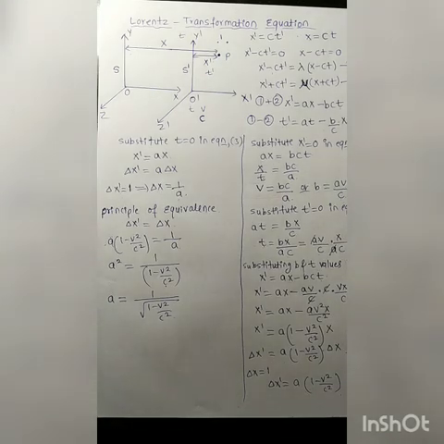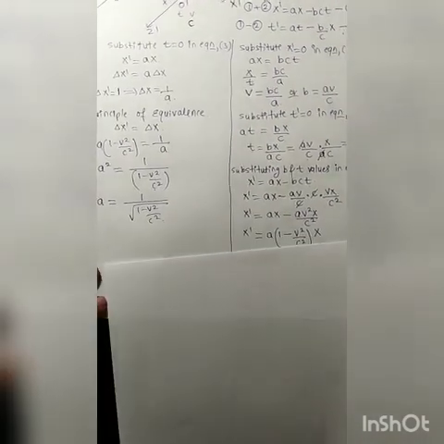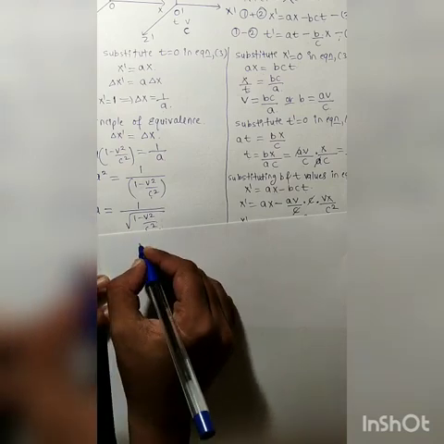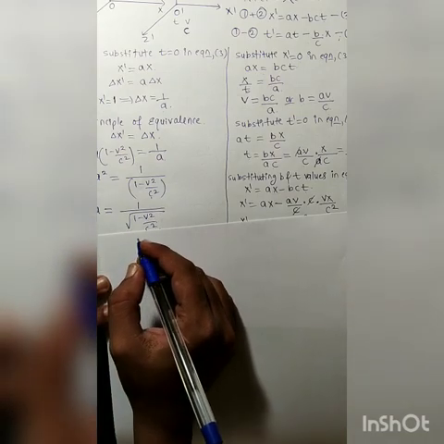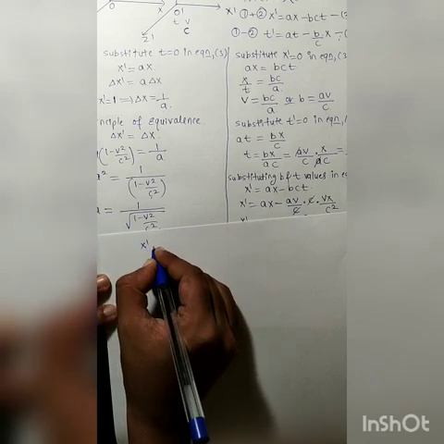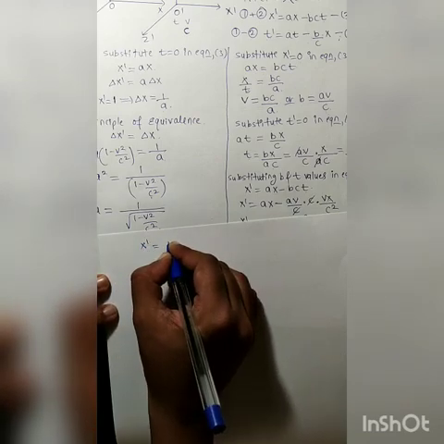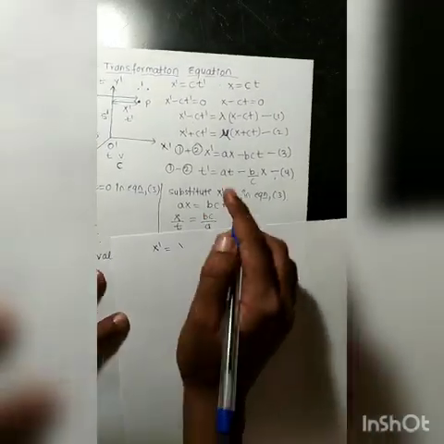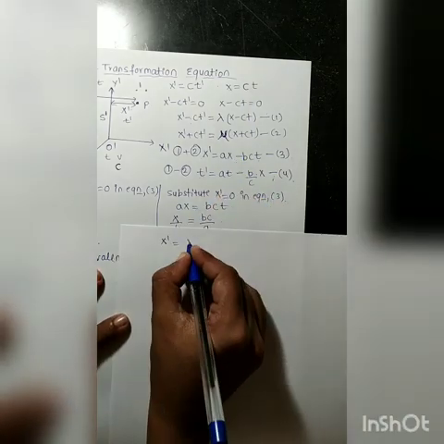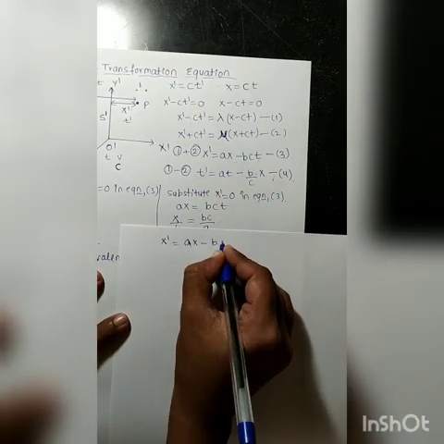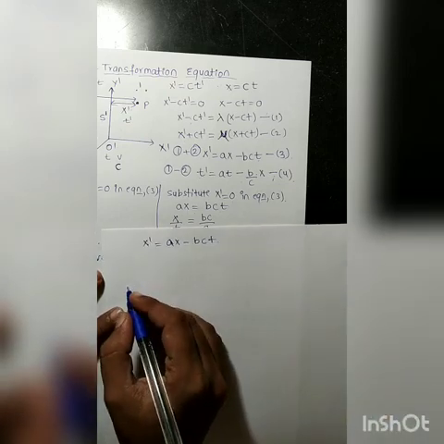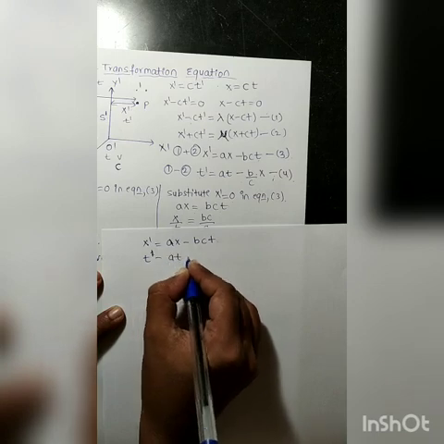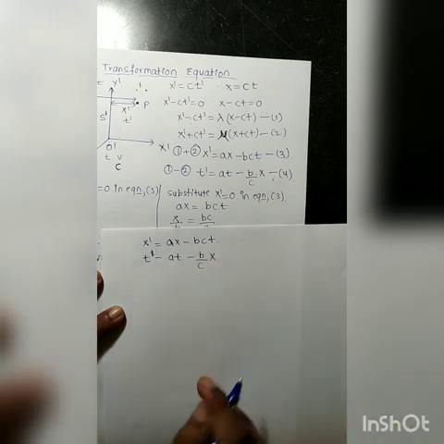From this we will have to calculate the 4 Lorentz equations, and that is what we know. Our first equation is what? That is x dash is equal to a into x minus b into c into t. This is the first equation. And the second equation what we get? T dash is equal to a into t minus b by c into x. We are having these two equations.